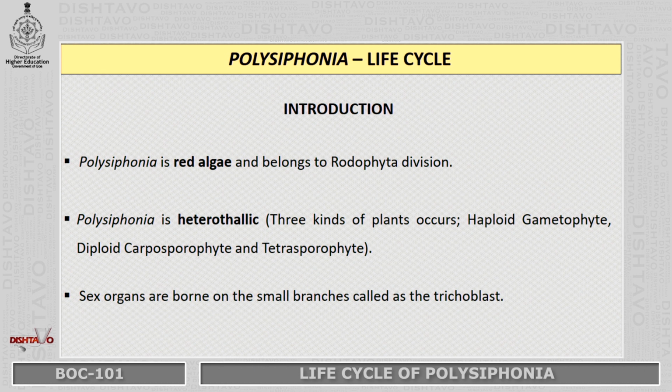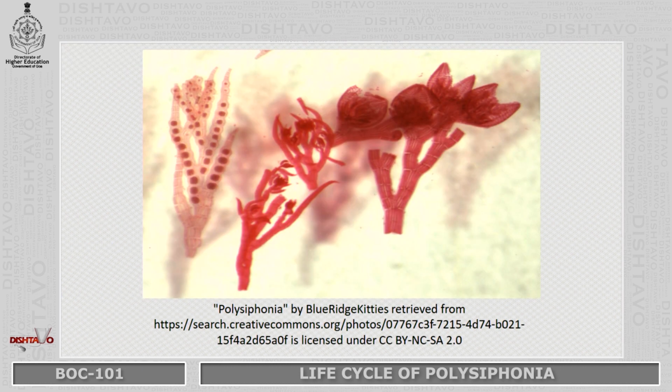Polysiphonia. Polysiphonia is a red algae and it belongs to Rhodophyta division. Polysiphonia is heterotrichous and there are three types of plants. One is a haploid gametophyte phase and two diploid carposporophyte and tetrasporophyte plants. The sex organs are borne on the small branches called the trichoblast. This is the picture of the red algae Polysiphonia. It looks red because of the red pigment.